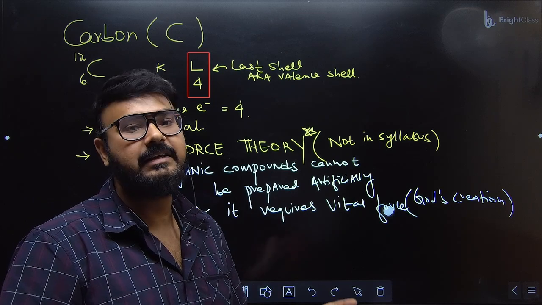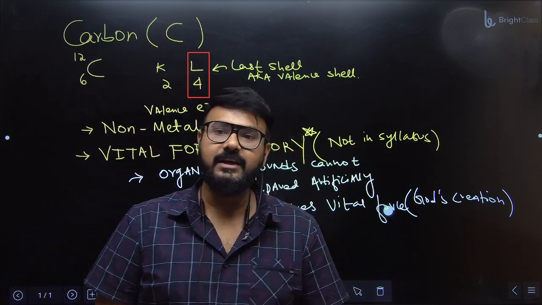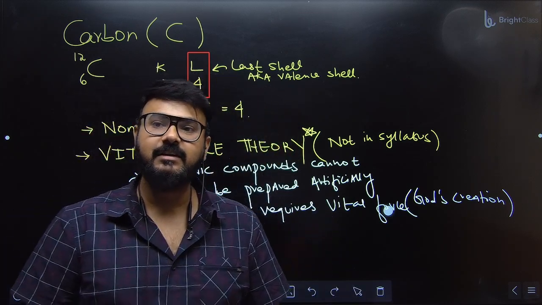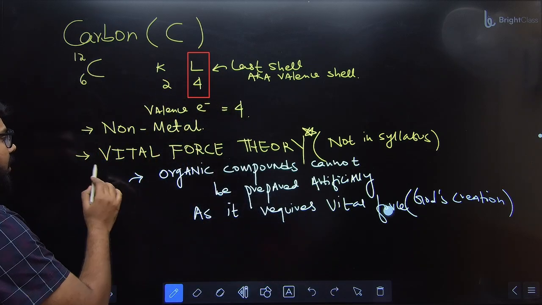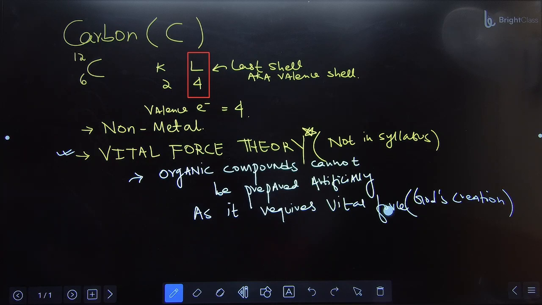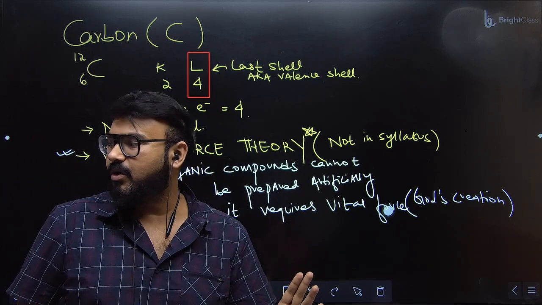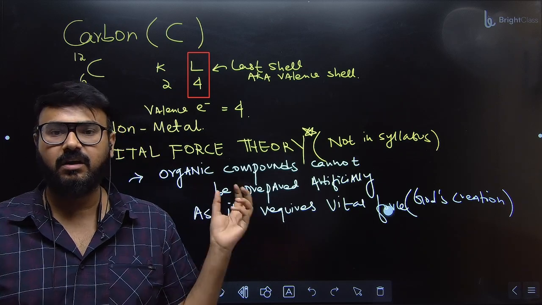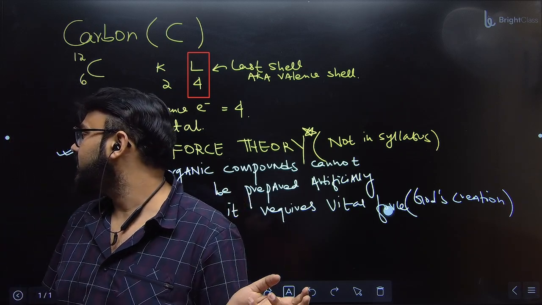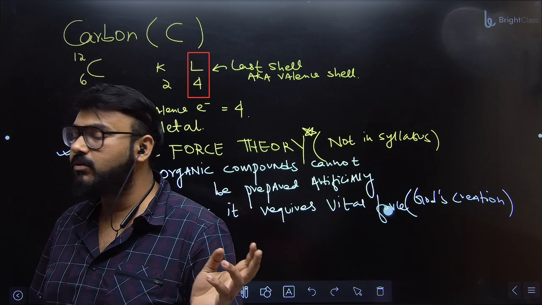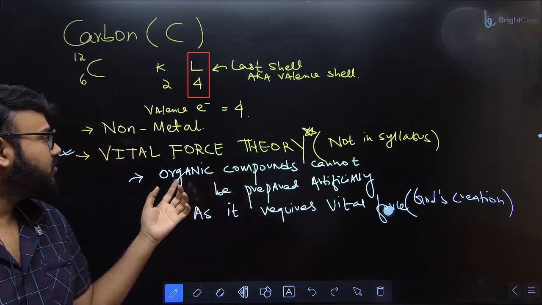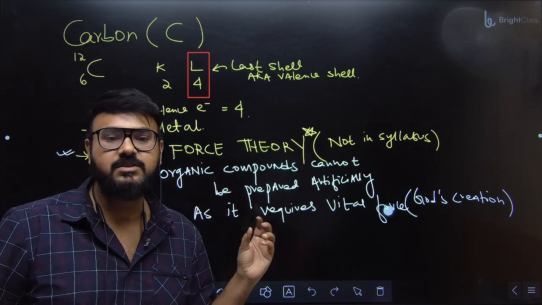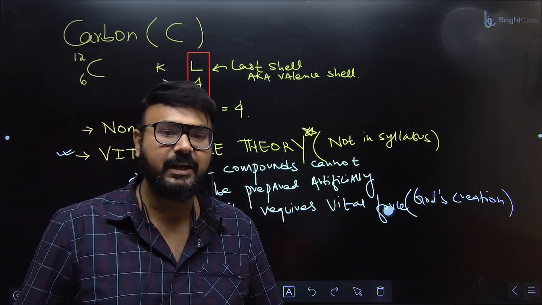Later on, what happened? There was one scientist. His name was Berzelius. He actually strengthened this theory. He said this theory is true, you need God's creation. Understand, Berzelius was the name of the scientist. You don't have to know the name either.